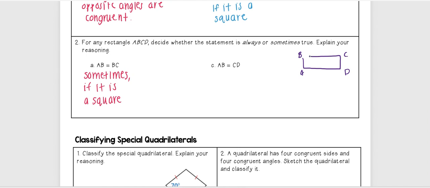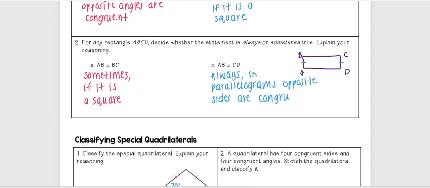So the last one says that AB is equal to CD. So it's telling me that opposite sides are congruent. Well, I know from my properties of parallelograms that opposite sides are congruent. So this one will be always, because a rectangle is a parallelogram. So I can say in parallelograms, opposite sides are congruent.